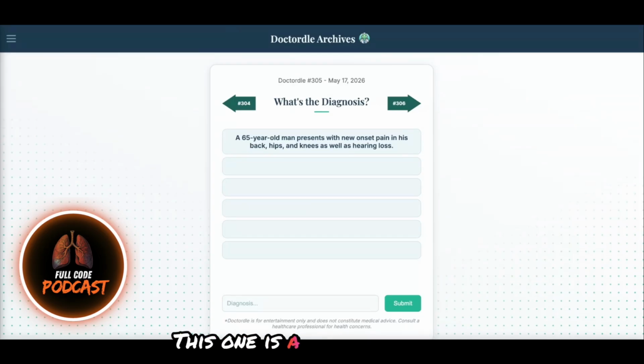This one is kind of tricky. It's definitely not an ICU problem, but there are plenty of clues that can point you in the right direction. So we'll start. There is a 65-year-old man who presents with new onset pain in his back, hips, and knees, as well as hearing loss. Those are two wildly different things. If somebody popped in and said that to me, I'd be like, okay, and then I'd have probably a million other questions.